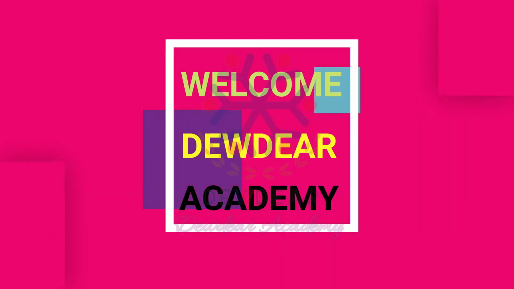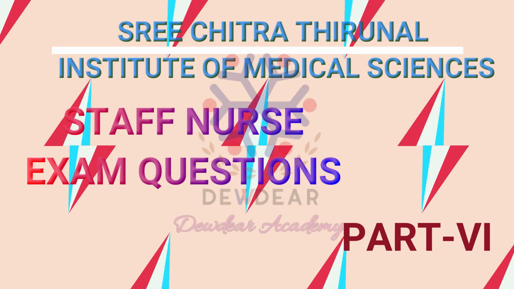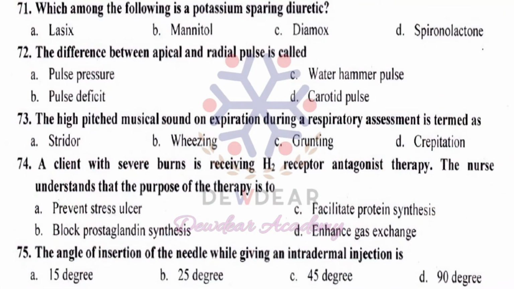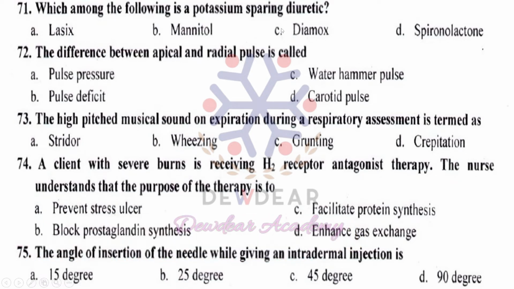I have included the question paper discussion, that is the SCT staff nurse examination, and I am discussing part 6 of this question paper. The first question is question number 71: which among the following is a potassium sparing diuretic? Options are Lasix, mannitol, Diamox, spironolactone.